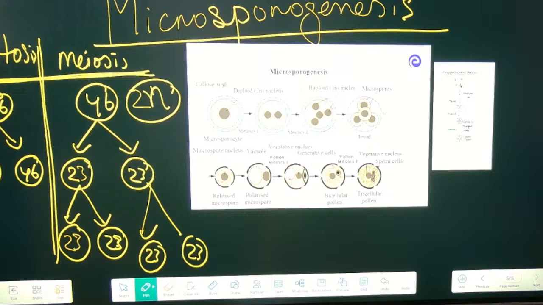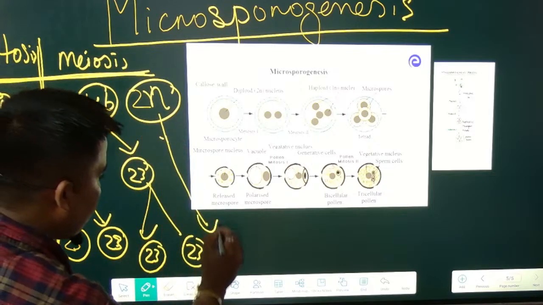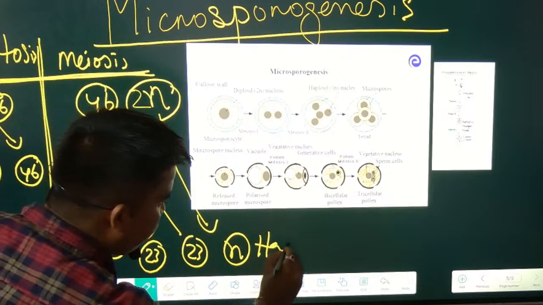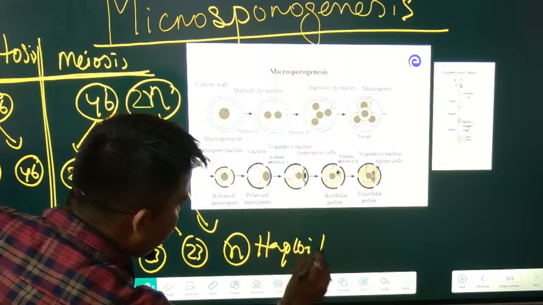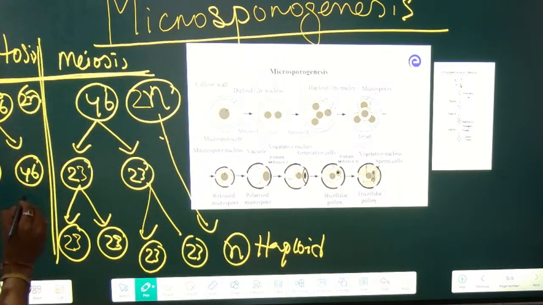So when it becomes half, it will produce n, isn't it? It is called haploid. Haploid means half. So here it is 2n, and it also remains 2n. It's basically the basic idea.